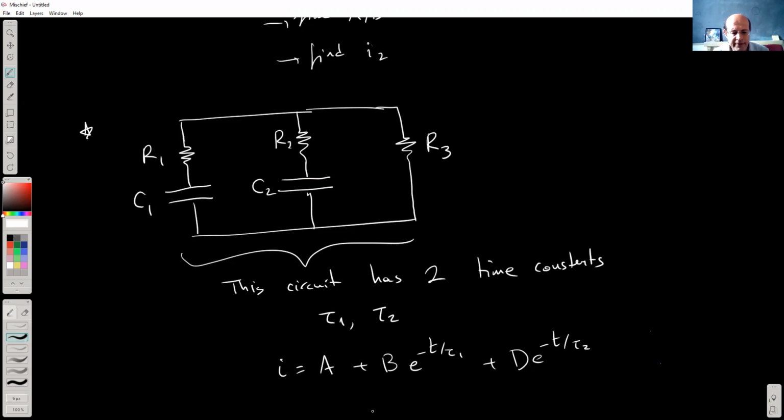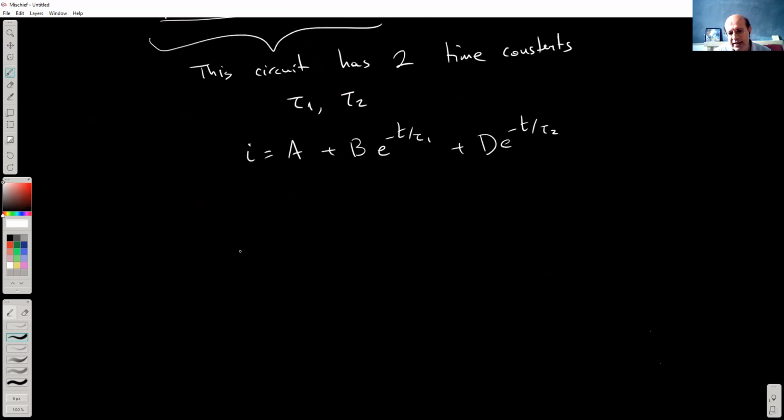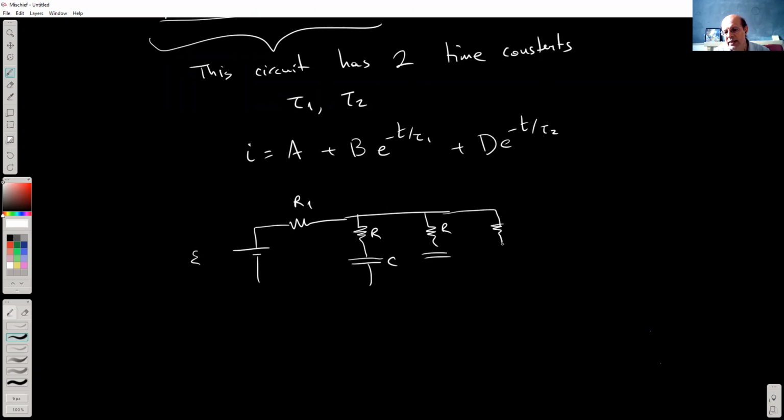But in the past, I have asked these kind of questions like, for example, an EMF is connected to some kind of a resistor in here with resistance R1. And then there are three capacitors, but all of them are identical with each other. And then the question is to actually find the time constant of that circuit. So this kind of a circuit too has, in that case, three time constants.